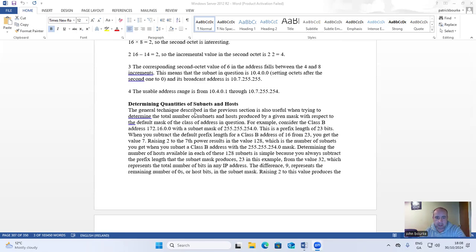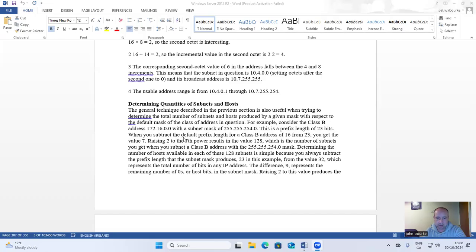Determining quantities of subnets and hosts. The general technique described in the previous section is also useful when trying to determine the total number of subnets and hosts produced by a given mask with respect to the default mask of a class of address in question. For example, consider the Class B address 172.16.0.0 with a subnet mask of 255.255.254.0. This is a prefix length of 23 bits.